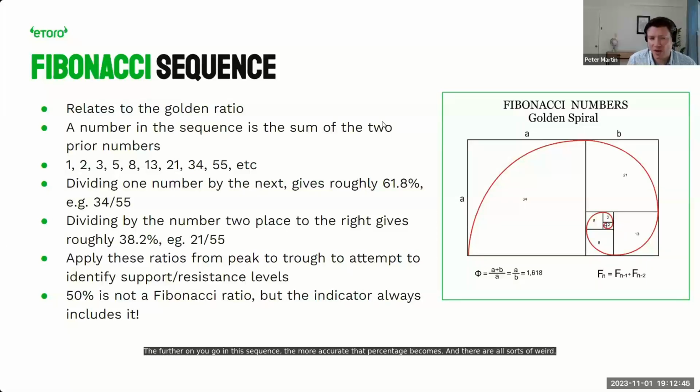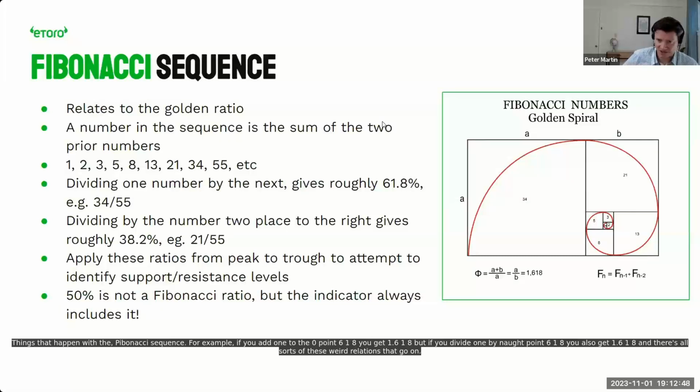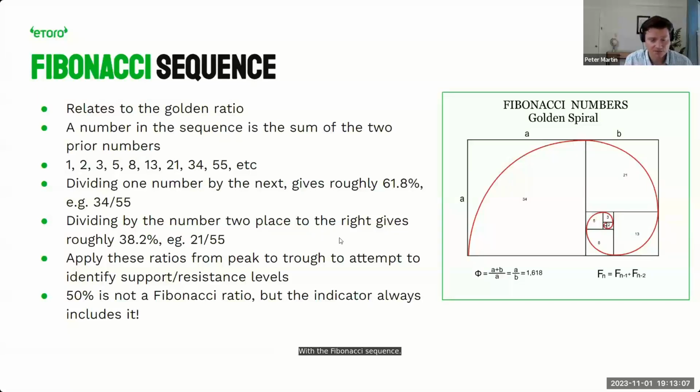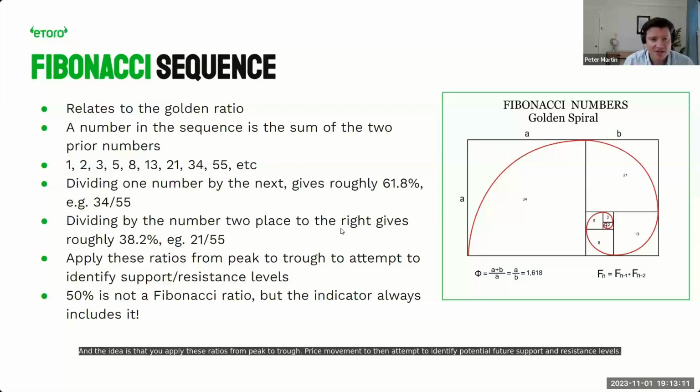And there are all sorts of weird things that happen with the Fibonacci sequence. For example, if you add 1 to the 0.618, you get 1.618. But if you divide 1 by 0.618, you also get 1.618. And the idea is that you apply these ratios from peak to trough of price movement to then attempt to identify potential future support and resistance levels. 50% is not a Fibonacci ratio. It's not anything to do with the sequence, but for some reason, the indicator always includes it.